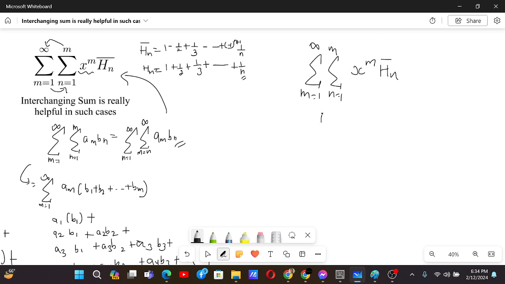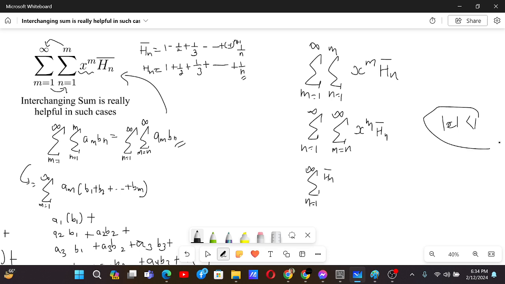Now let's interchange this. We have the sum from n equals 1 to infinity and the sum from m equals n to infinity of x to the power m times the skew harmonic number. Now this is a constant for the sum over m only, so let's take this over here. Now, summing up x to the power m, let's assume that the modulus of x is less than 1. Let's do it for that case.